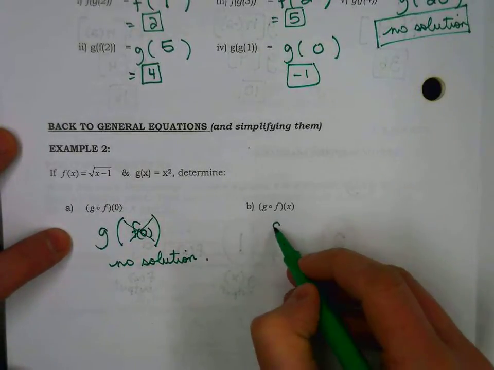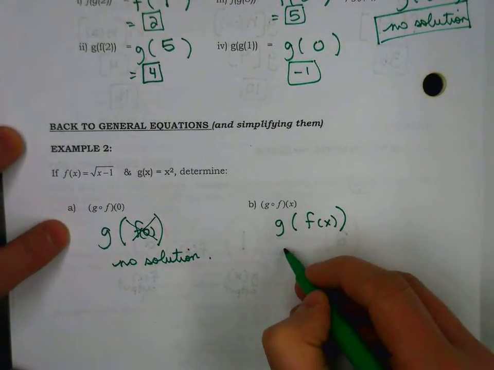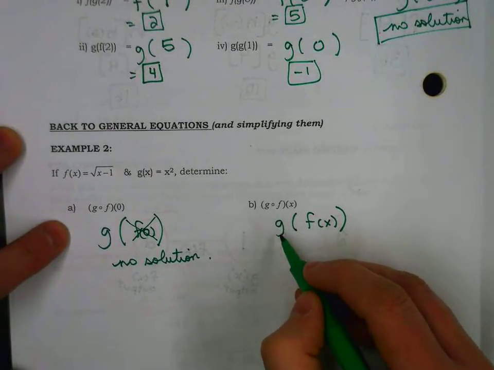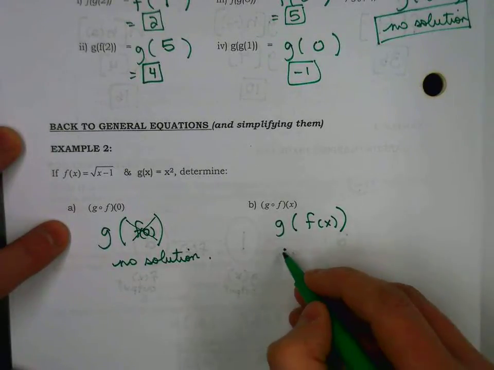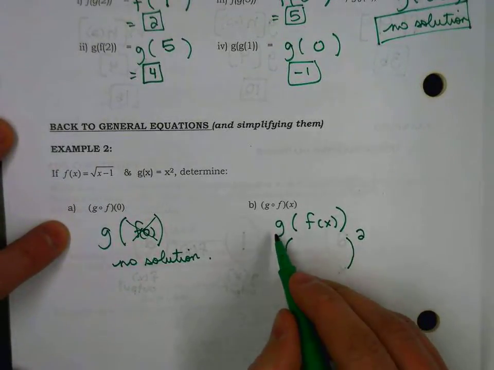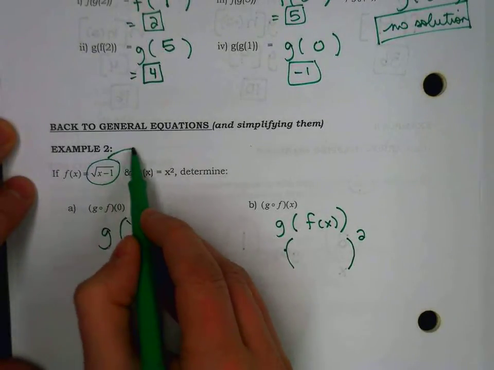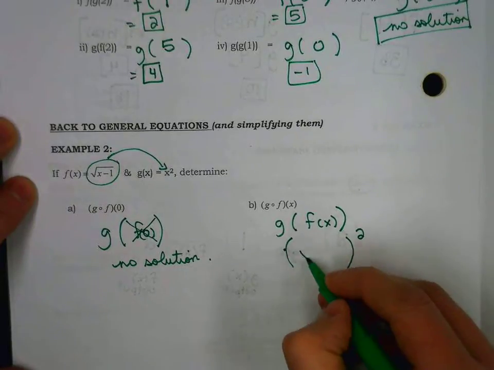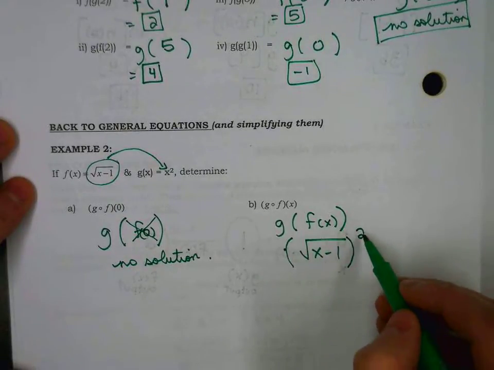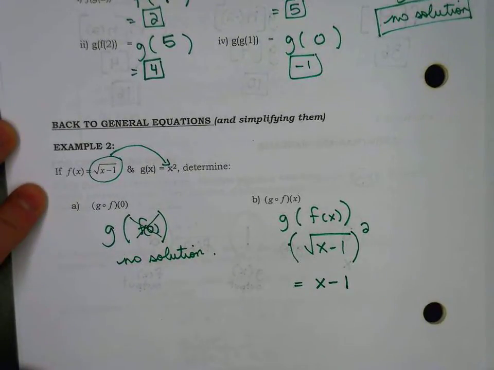Look though what happens if we were to not be specific and ask generally, what is g of f of x? G of f of x means we're going to plug the function f into g. I'm going to rewrite the function g, which is x squared, but in place of the x, I'm going to write the entire function f in the function g. So I write square root of x minus 1, squared. Most people would notice that there's a square root and a square, and they would cancel out, and the function simplifies to be x minus 1.